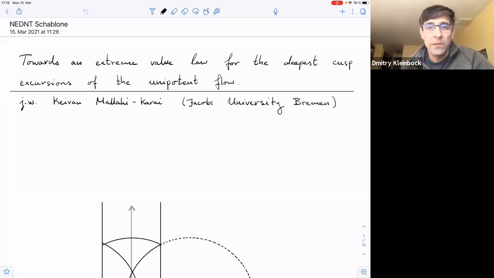This is the New England Dynamics and Number Theory Seminar. Moving to Hamburg for a while. The speaker now is Maxim Kirsebom from Hamburg, and the title is "Towards an Extreme Value Law for the Deepest Cusp Excursions of the Unipotent Flow." So, Maxim, back to you.